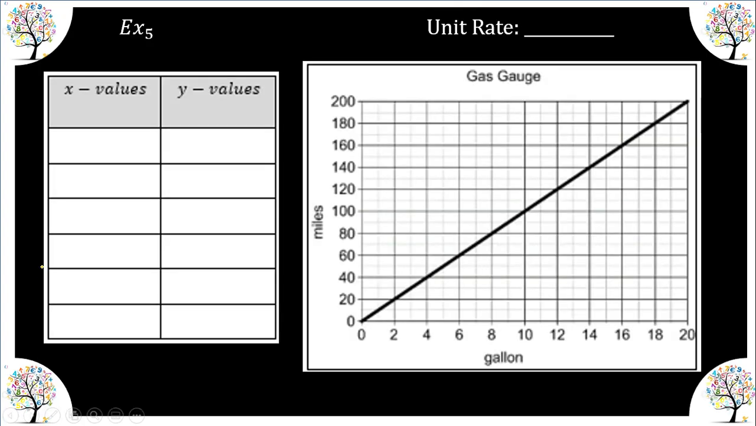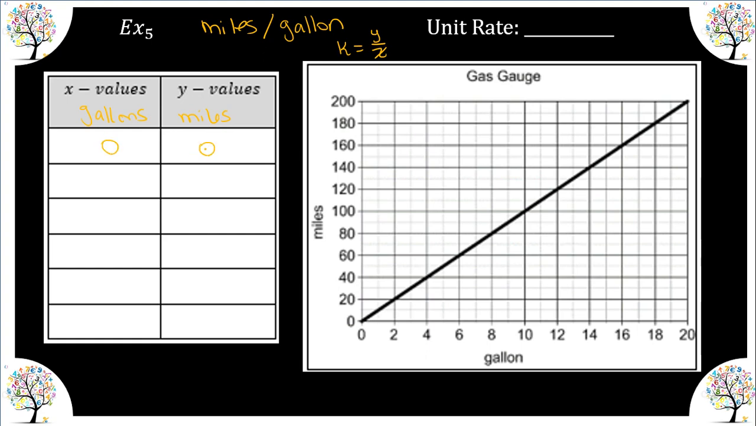Now let's take a look at when we are given a graph and how to find the unit rate from a graph and create our function table. So this example is gallons and miles. So we have miles per gallon. So I'm going to write miles, the Y, per gallon. Okay, so remember K equals our Y over X, our unit rate. So X is gallons, Y is miles.